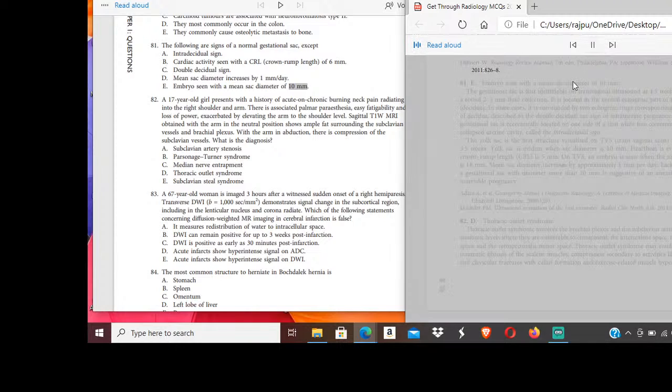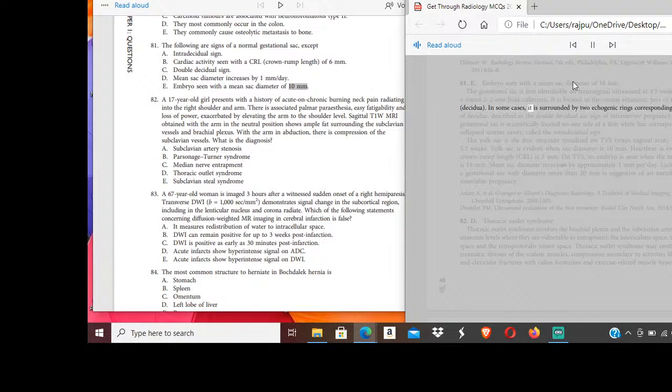Wilkins, 2011:826-8. 81. E. Embryo seen with a mean sac diameter of 10 mm. The gestational sac is first identifiable on transvaginal ultrasound at 4.5 weeks. It appears as a round to 3 mm fluid collection. It is located in the central echogenic part of the endometrium, decidua.